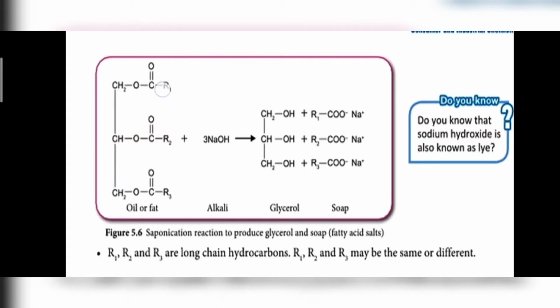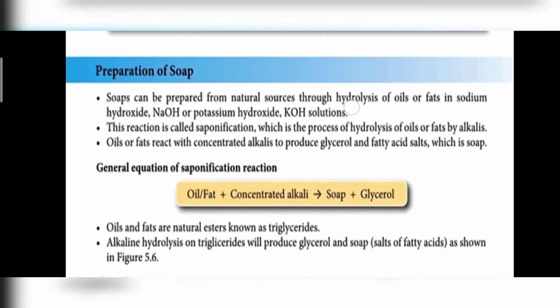R1, R2, R3 di sini adalah the long chain of hydrocarbon, which can be the same or different between R1, R2 and R3. So we will add 3 NaOH. So sinilah berlakunya proses saponification, di mana alkali itu akan hydrolyze itu oil or the fat. It will form glycerol and the fatty acid salt, yaitu soap. This is the soap.